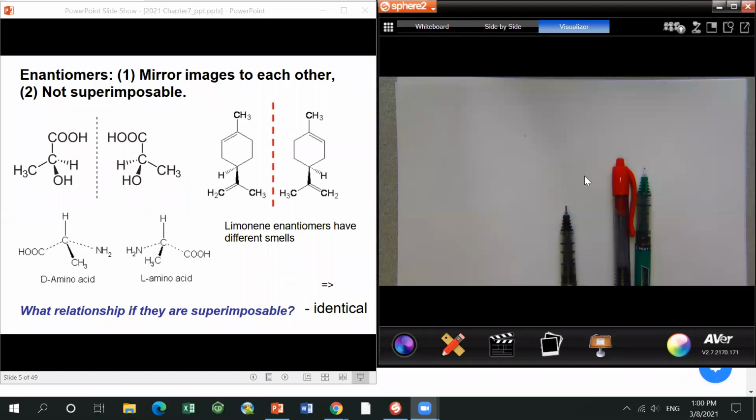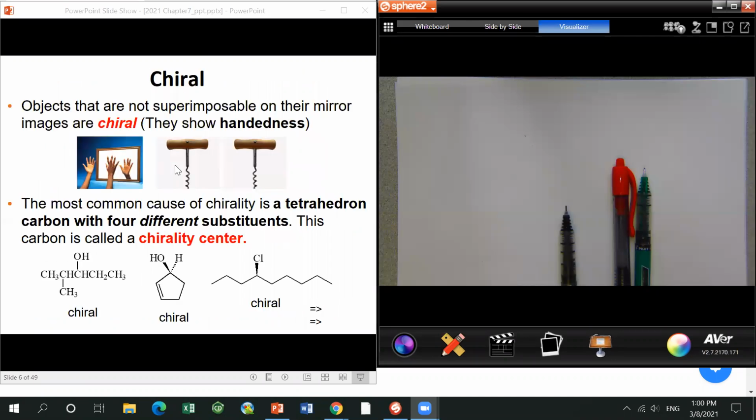So last time, we talked about enantiomers. Enantiomers are two molecules that are mirror images of each other, but they are non-superimposable. So that's two different molecules. Today we'll start with chirality.